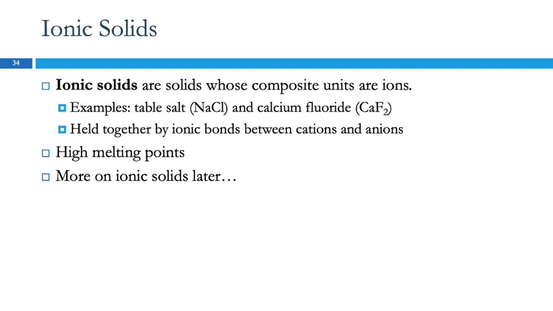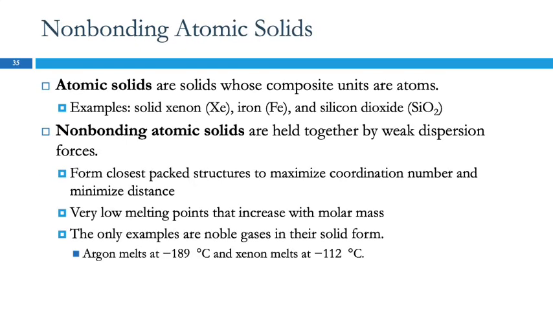Ionic solids, again, the units are ions. We're going to talk about that more in a minute. The non-bonding solids, okay, the atomic solids, the composite units are atoms. So there's 3 different types. There's the non-bonding. So the only examples of the non-bonding atomic solids are the noble gases in their solid form.